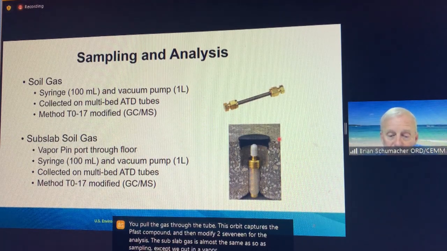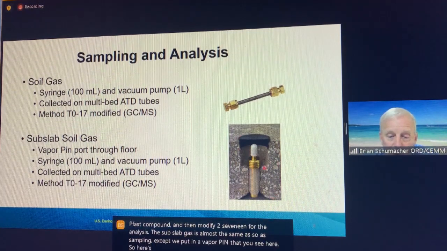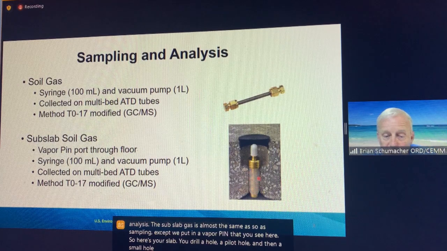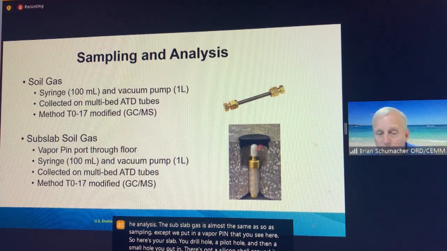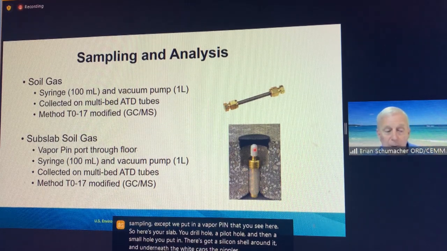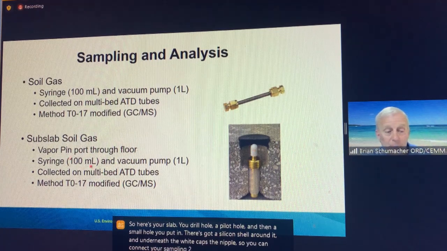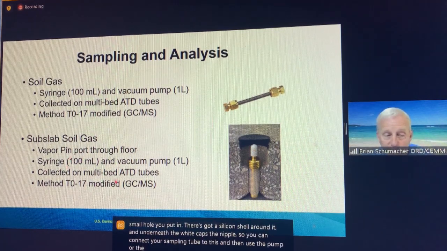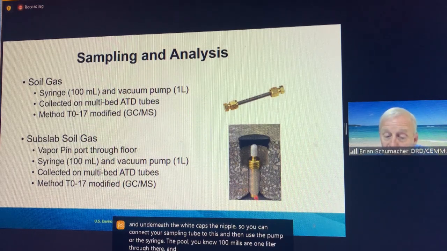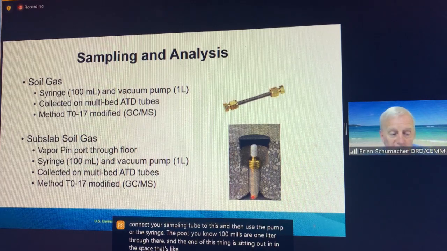The subslab gas sampling is almost the same as soil gas sampling, except we put in a vapor pin that you see here. So here's your slab. You drill a pilot hole, and then a small hole. You put the pin in there, it's got a silicone shell around it, and underneath the white cap is the nipple, so you can connect your sampling tube to this, and then use the pump or the syringe to pull 100 mils or 1 liter through there. And the end of this is sitting out in the space that's underneath the slab of the building or of the house.